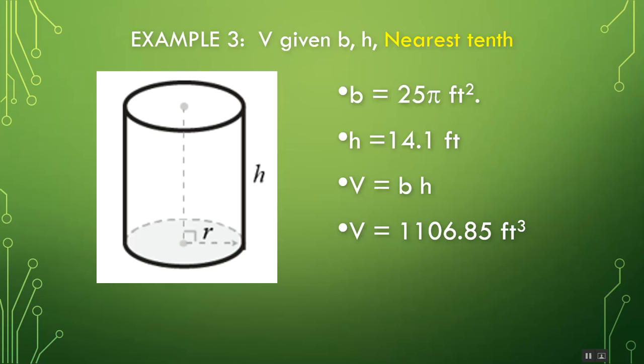What if it says round to the nearest tenth? Well, 8 is in the tenths place. The digit after it is 5, so we would round up. So 1,106.85 rounds up to 1,106.9 feet cubed.